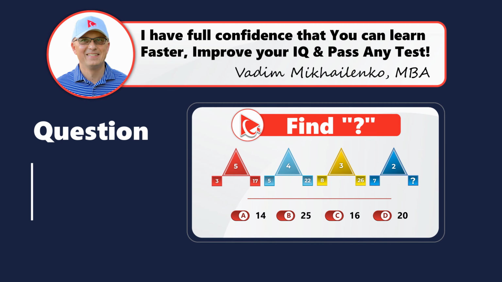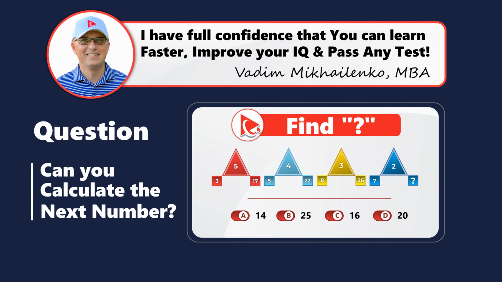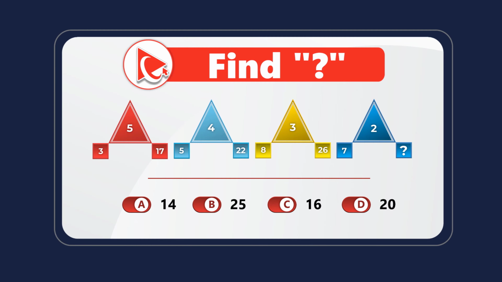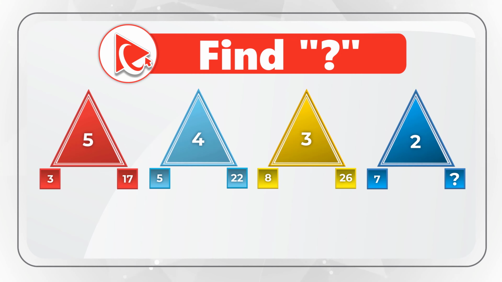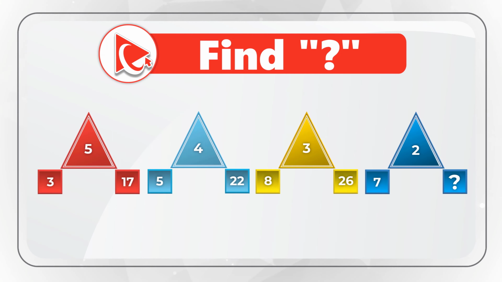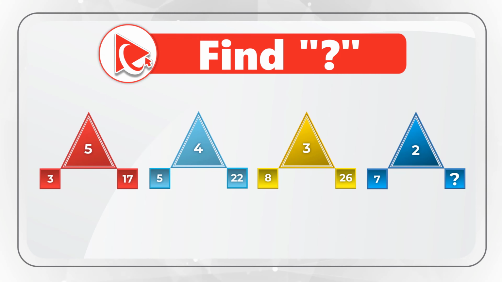Here's a very interesting question where the answer is absolutely not obvious. You're presented with interesting-looking shapes. On top of the shape is a triangle. On the bottom left and on the bottom right, there are squares. There are numbers inside the triangle, and there are also numbers inside the squares. Let's take a close look.